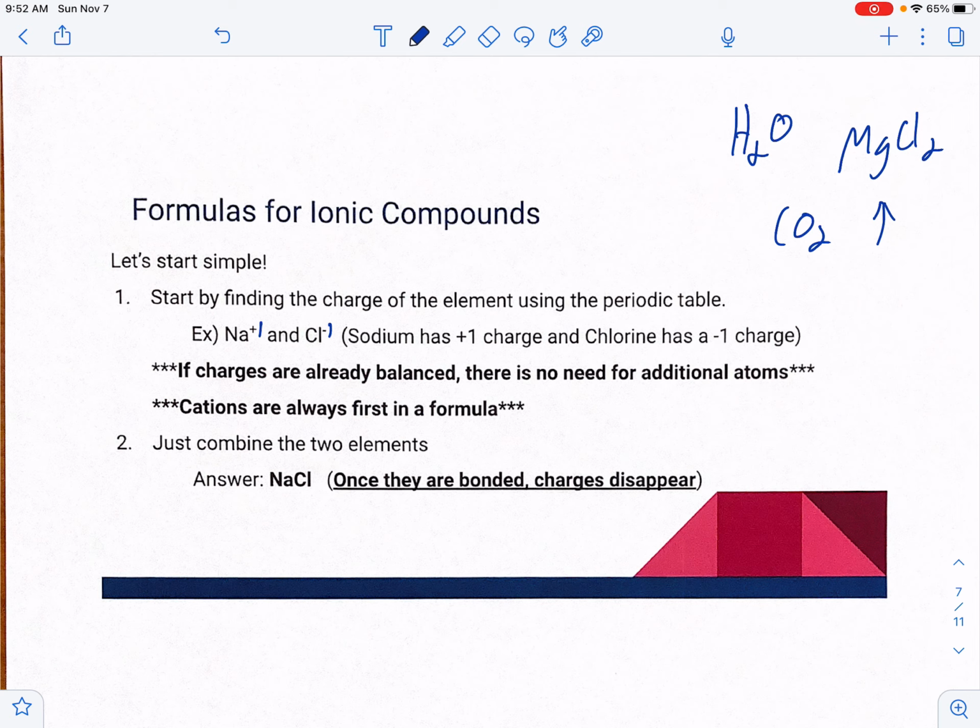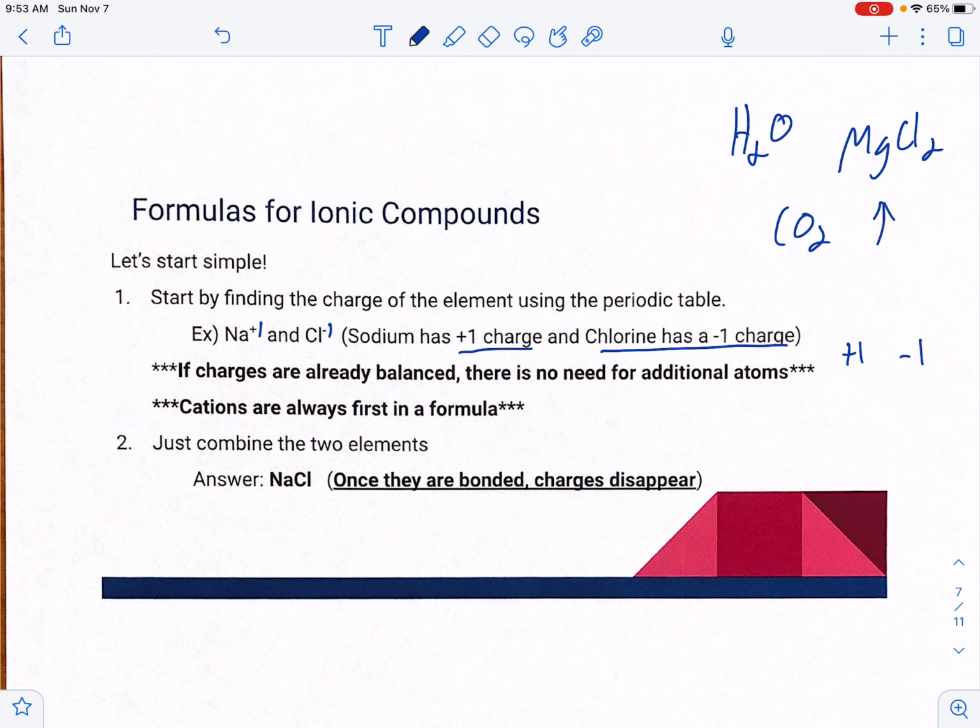Okay, so if you look on the periodic table, sodium is in group 1, so that means it has a +1 charge. Chlorine is in group 17/7A, so it has a -1 charge. Now, if the charges are already balanced, there is no need for additional atoms. So what I mean by that is if I already have a +1 and a -1, that's balanced, okay? You need to have the same positive as you do negative. So that means I don't need to add any more sodiums or any more chlorines to be balanced out.